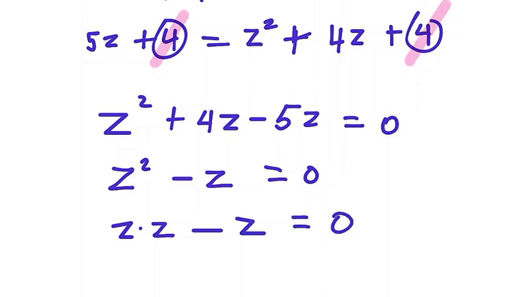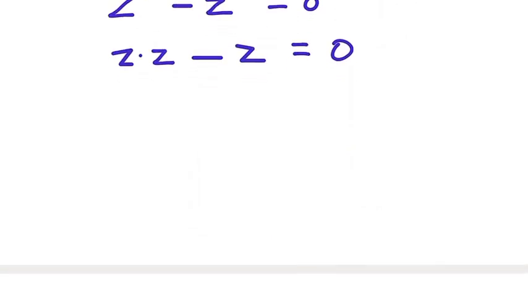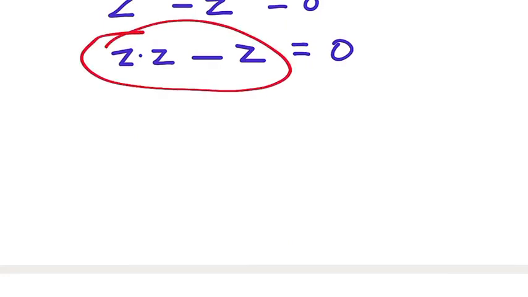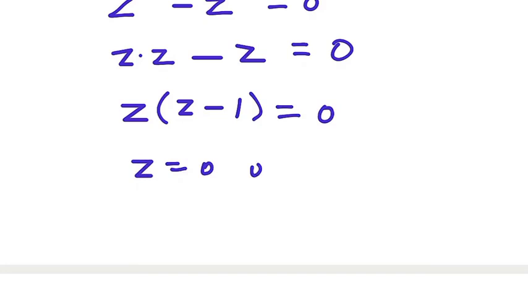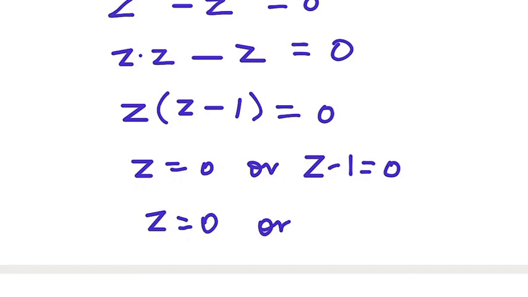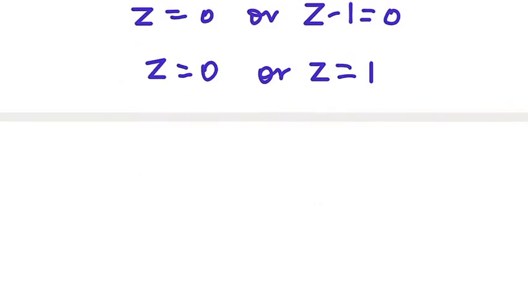So now from here we factorize, because z times z gives us z squared, then minus z, then everything equals 0. We can see that z is common to the two terms. So we're going to factor out z. We have z times z minus 1 equal to 0. So from there, z equals 0, or z minus 1 equals 0, then z equals 1.